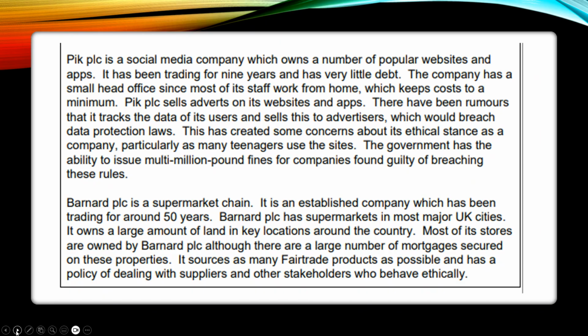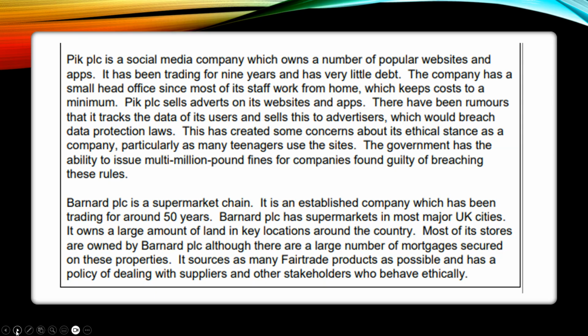PIC PLC sells adverts on its websites and apps. There have been rumours that it tracks the data of its users and sells this to advertisers, which would breach data protection laws. That doesn't sound very good. Bad for brand reputation, ultimately profit and investment. This has created some concerns about its ethical stance as a company, particularly as many teenagers use the sites. The government has the ability to issue multi-million-pound fines for companies found guilty of breaching these rules. And obviously, if they get themselves landed with a multi-million-pound fine, it's going to be very bad for their profits and therefore for Donna's income levels.